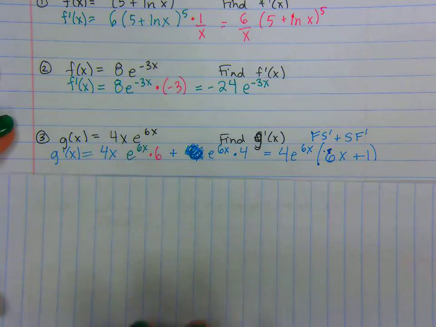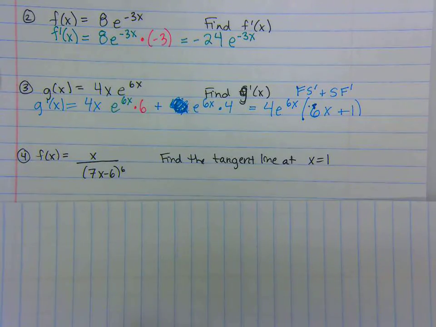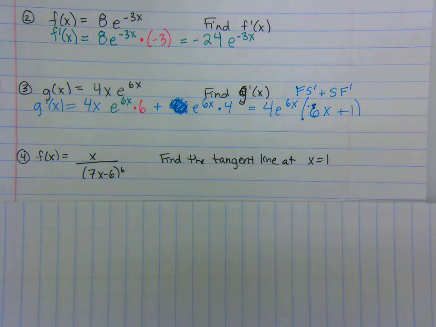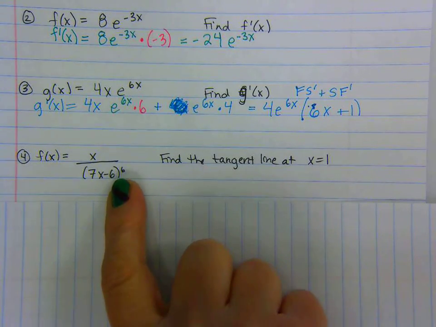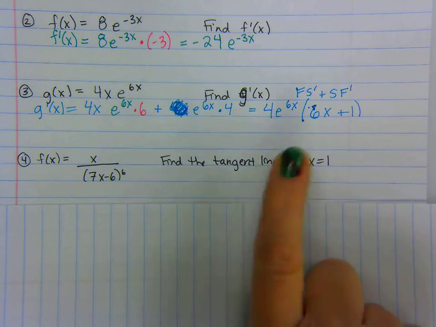Okay, in this next one, we're going to have a derivative that is a quotient rule with then a chain rule inside of it. And then we're going to have to find the tangent line at x equals 1.